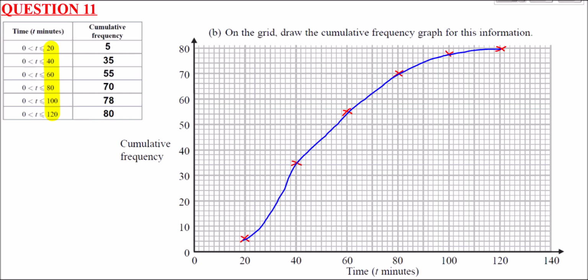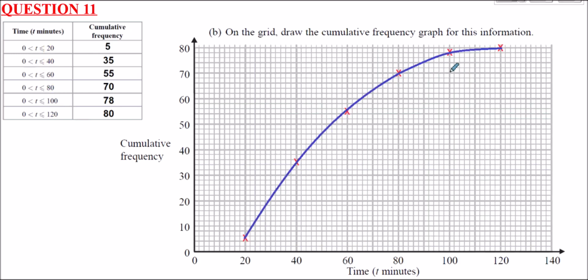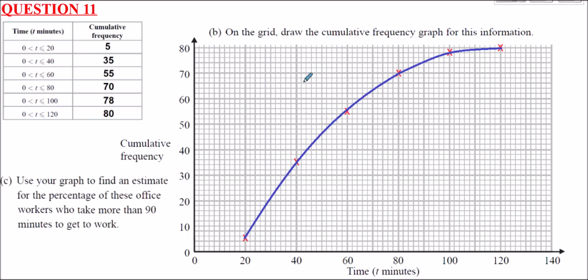So here's one I made earlier in case I messed this one up. That was actually better than I thought. Here's my one from earlier. But now I'm going to use this for part B to do part C. So part C, it says use your graph to find an estimate for the percentage of these office staff who took more than 90 minutes to get to work.